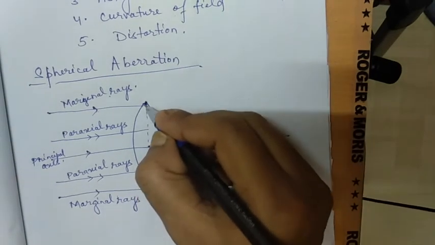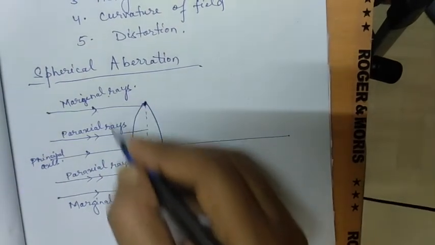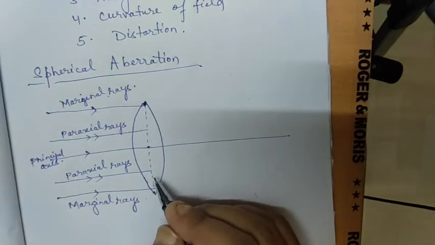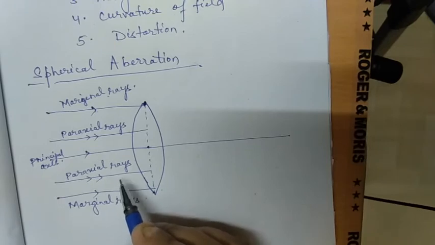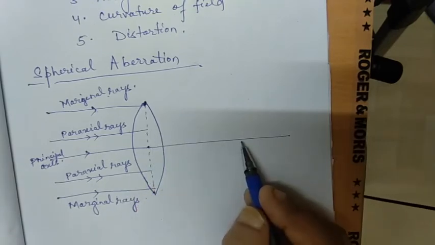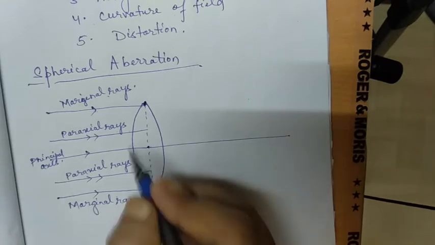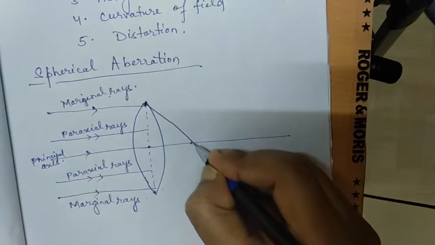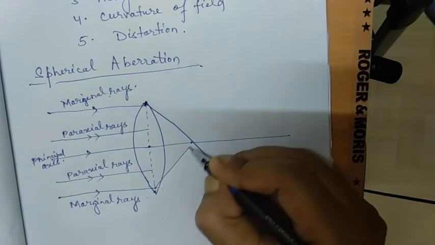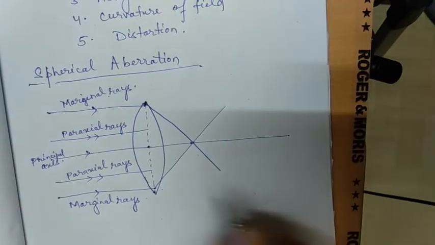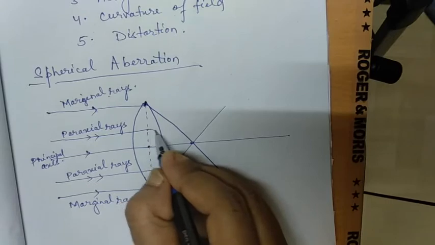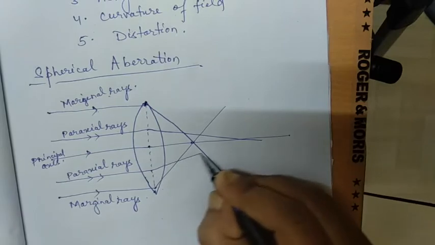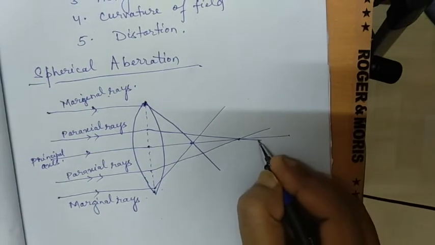So these marginal rays focus near the lens, whereas the paraxial rays focus at a greater distance from the lens. So I am just drawing it. The marginal rays focus at some point here, and the paraxial rays focus at a point here.